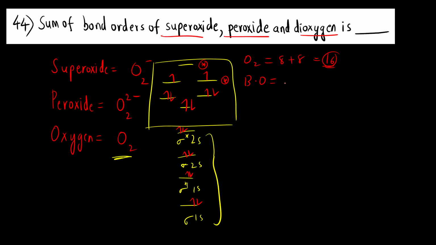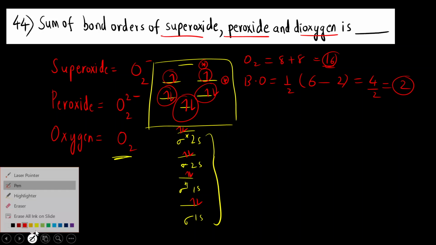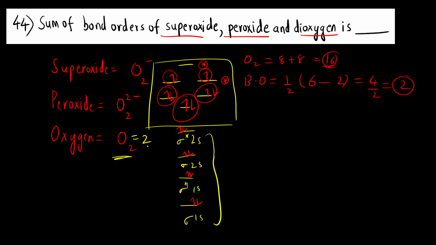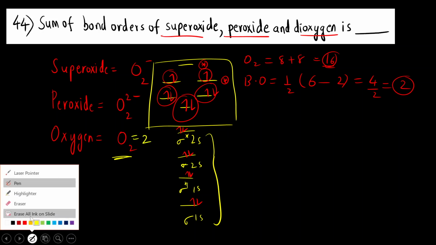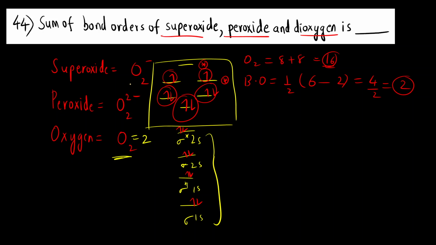How do we find out the bond order? Half into number of electrons in bonding, 2 plus 2 plus 2, 6, and minus number of electrons in anti-bonding orbital is 2. 6 minus 2 is 4. 4 divided by 2 is 2. So what is the bond order for oxygen? It is 2. Now we can find out the bond order for O2 minus.